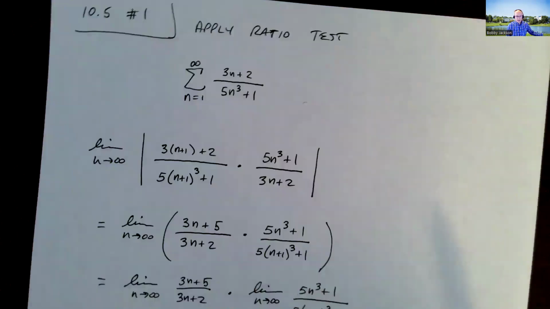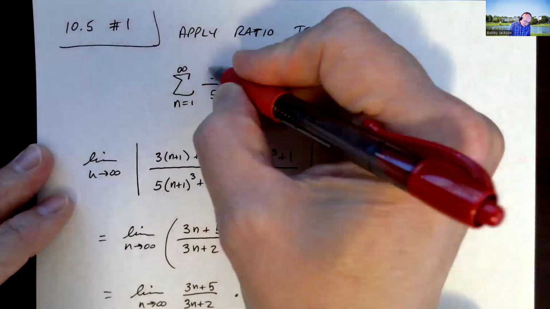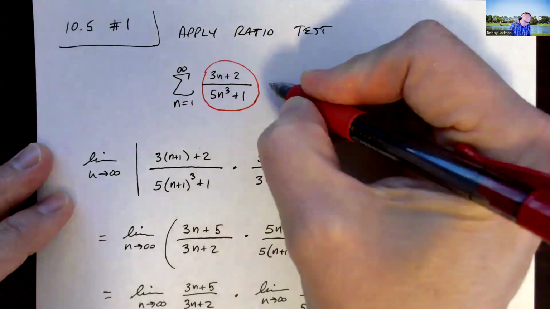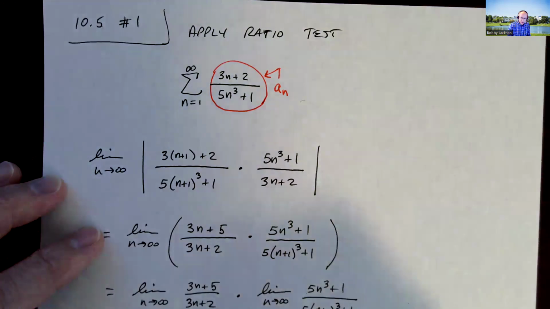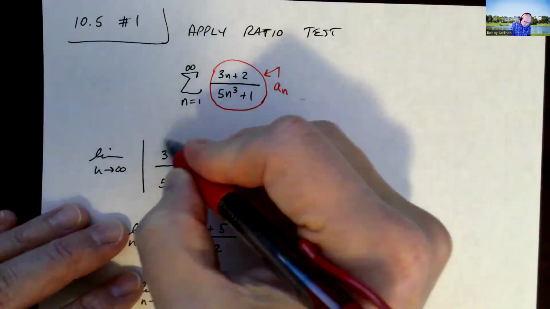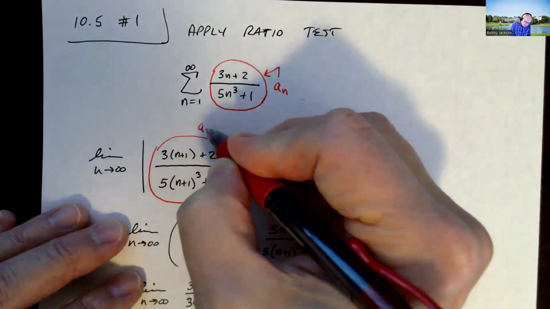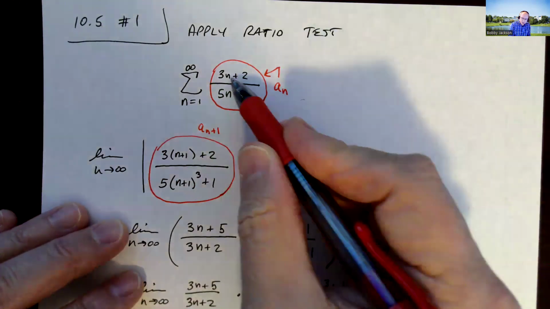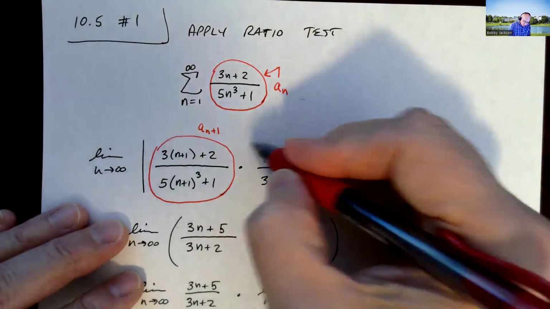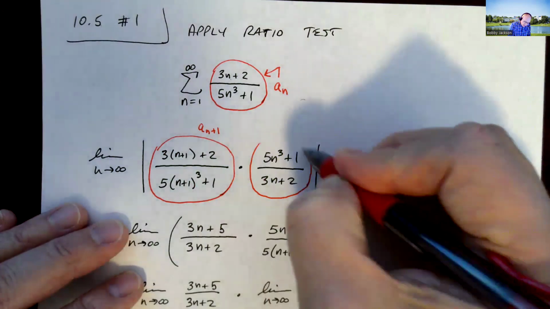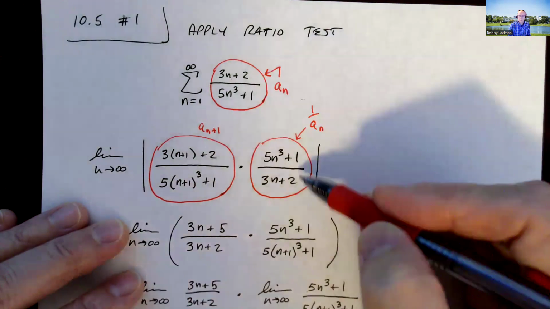So let's take a look at this. We will look at, of course, this is the A sub n right here. And so what I'm going to look at is the ratio of A sub n plus 1. So this portion right here is the A sub n plus 1. And all I'm doing is simply replacing n with n plus 1. All right. And then divided by A sub n, I'm going to just multiply by the reciprocal. So this right here is the reciprocal of A sub n.